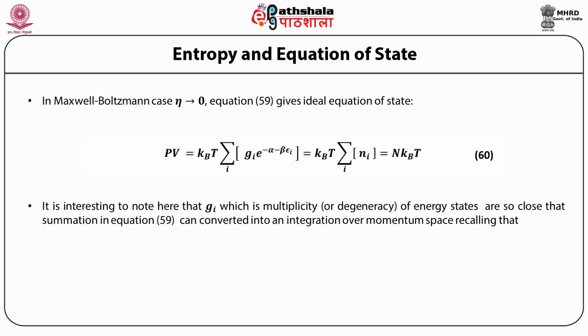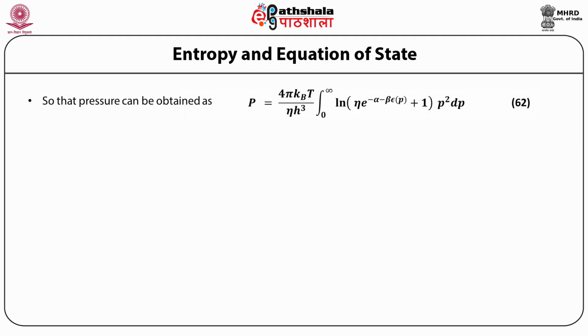so close that the summation in equation 59 can be converted into an integration over momentum space, recalling that gi is equal to 4πV p² dp/h³, so that pressure can be obtained as equal to 4π kBT/(η h³) times the integral from 0 to infinity of log(η e^(−α−βεp) + 1) p² dp.